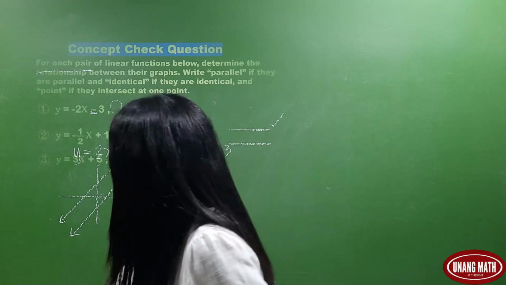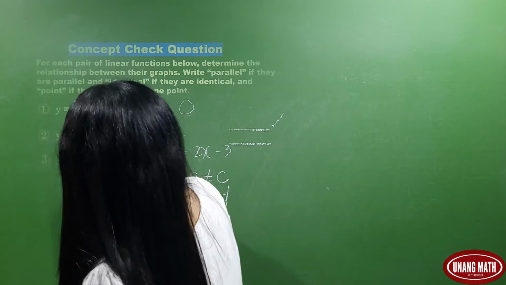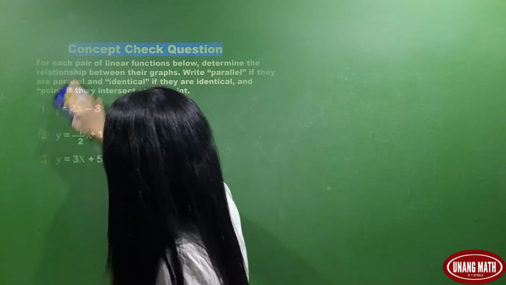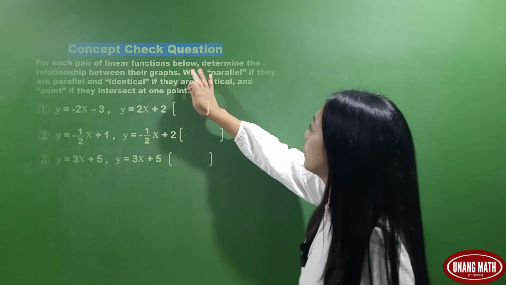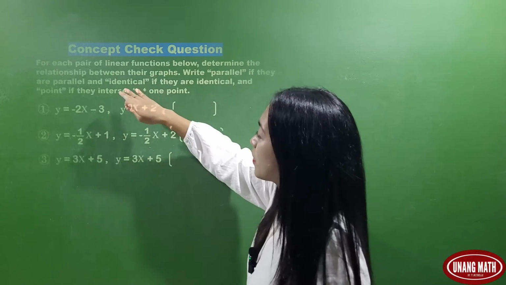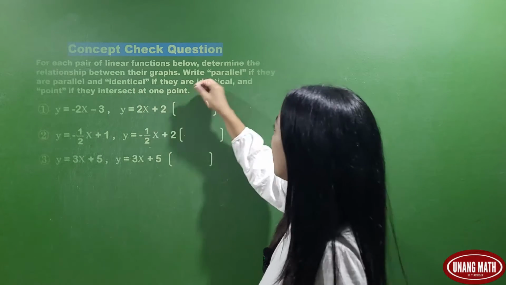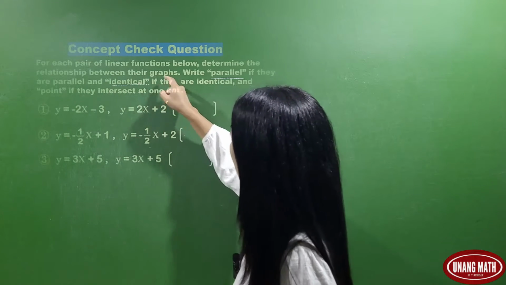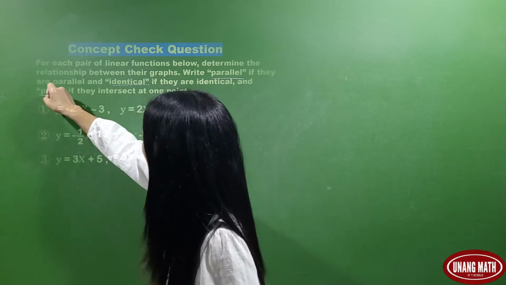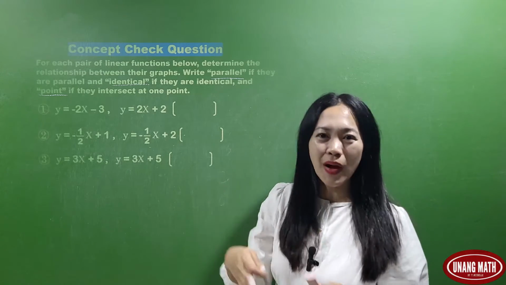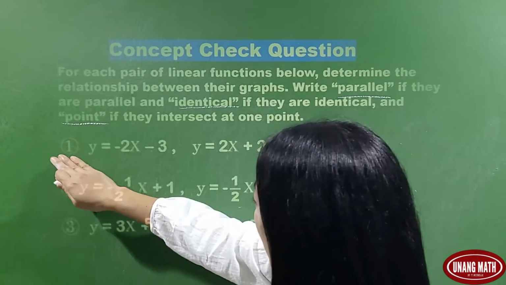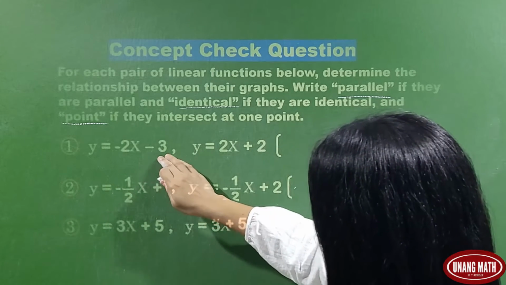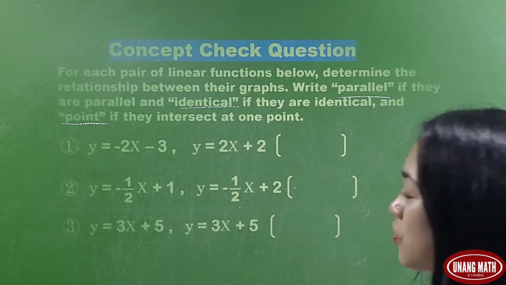Now, let's give more examples by answering these concept check questions. For each pair of linear functions below, we will determine the relationship between their graphs. We will write parallel if they are parallel, identical if they're identical, and point if they intersect at one point. We have here these two linear functions: y is equal to negative 2x minus 3 and y is equal to 2x plus 2.